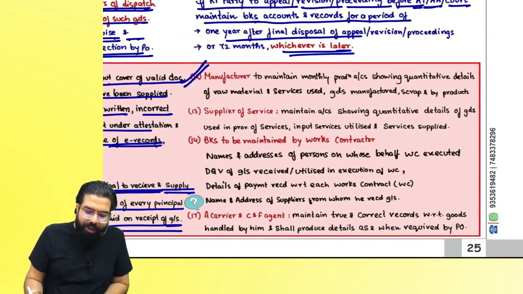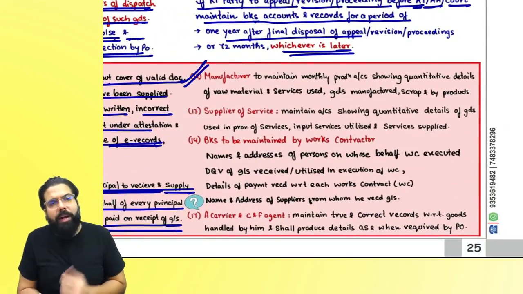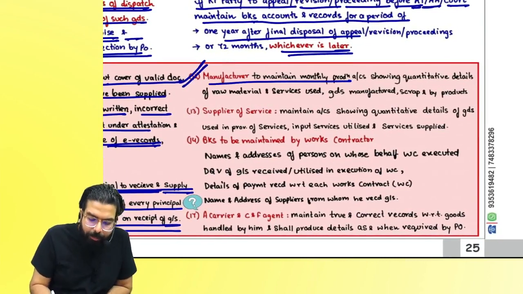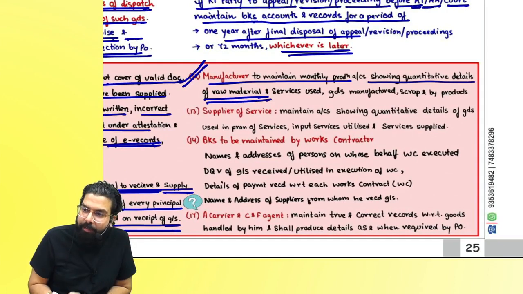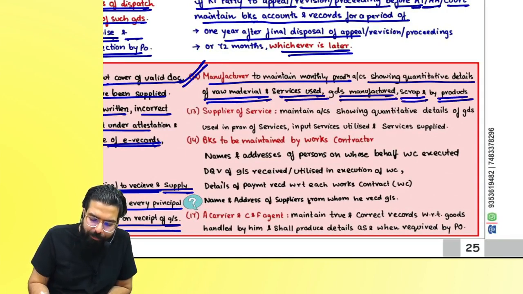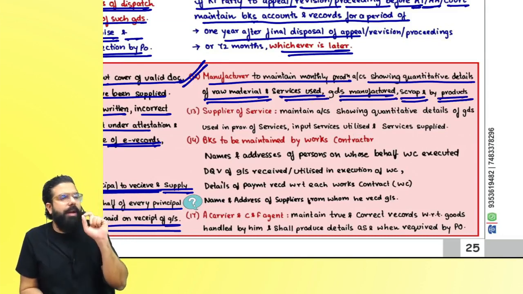Then, if I am a manufacturer, what are the accounts I need to maintain? Accounts to be maintained are monthly production accounts showing quantitative details of raw material which you have received, services which you have received, goods which you have manufactured. Scrap and byproduct related details are also required to be maintained.